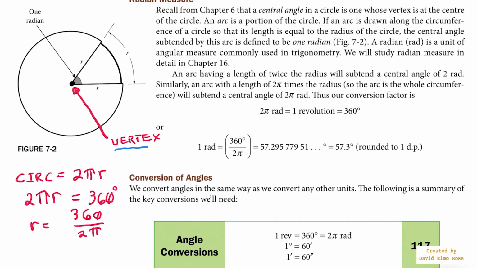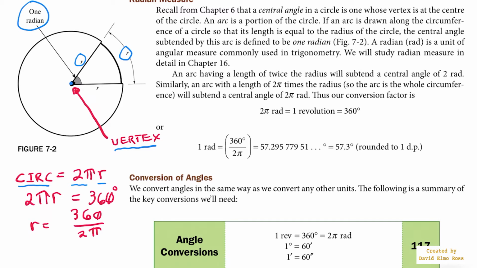The vertex of a circle is the center point of a circle, and if we draw an angle starting from the vertex up, that forms an arc. And if the arc length here is exactly the same length as the radius, the number of degrees is called 1 radian. Now the circumference of a circle, which is the entire outer part of the circle, is equal to 2 pi times the radius.